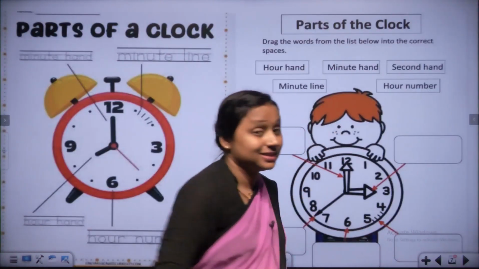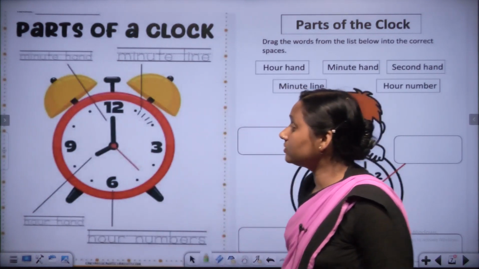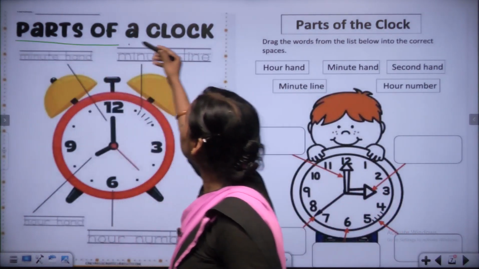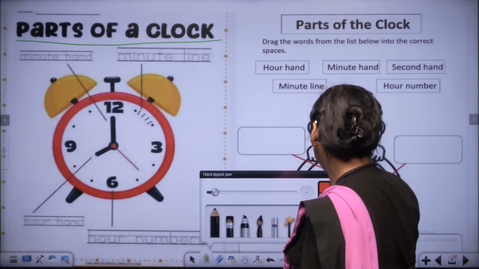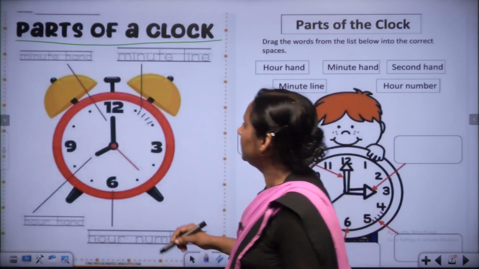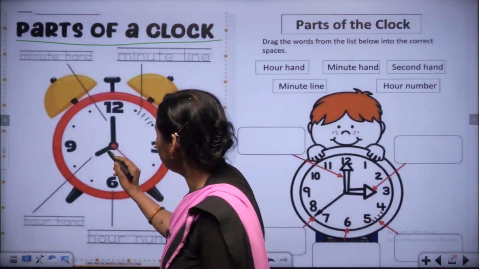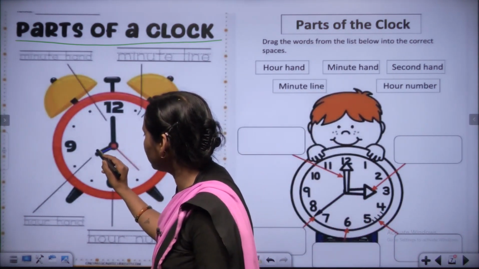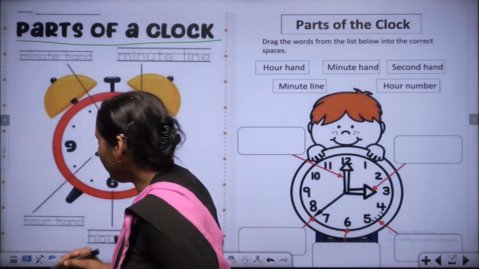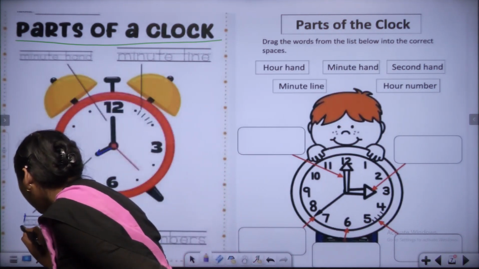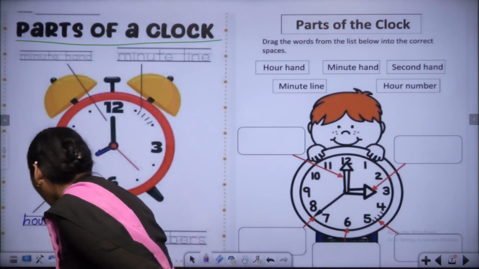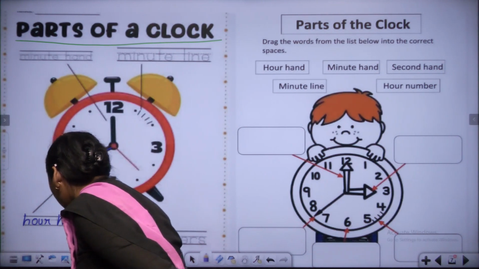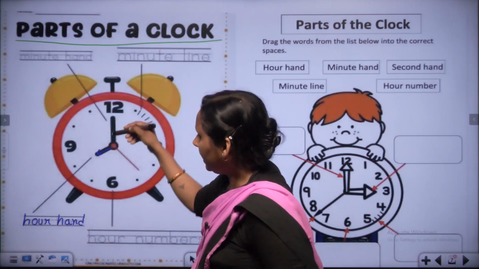Now next, this is the worksheet. Okay. Parts of a clock. Here we write parts of a clock. Okay. This one is what? Small hand, short hand. What do we say? Hour hand. Spelling of hour, HOUR. Hour hand, HAND.